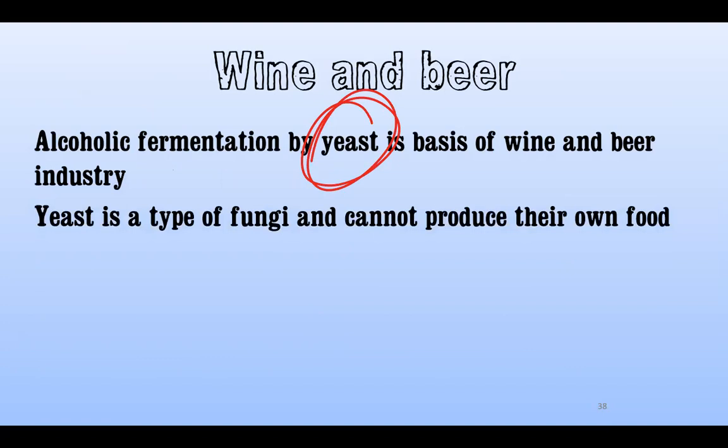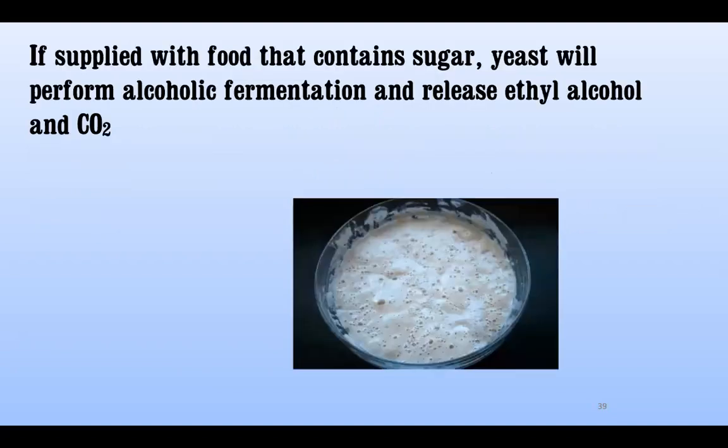Yeast is a type of fungi that cannot produce their own food. They are heterotrophs. They don't use photosynthesis. They need to use another type of process to get energy, and that is fermentation. If the yeast is supplied with a food that contains sugar, it's going to perform alcoholic fermentation and release ethyl alcohol and CO2.